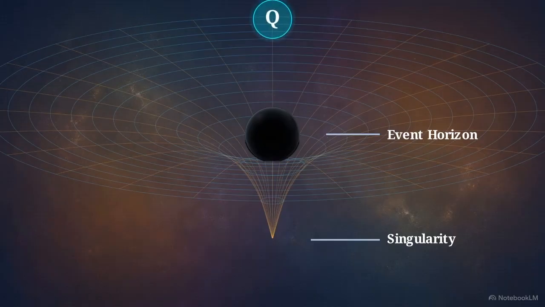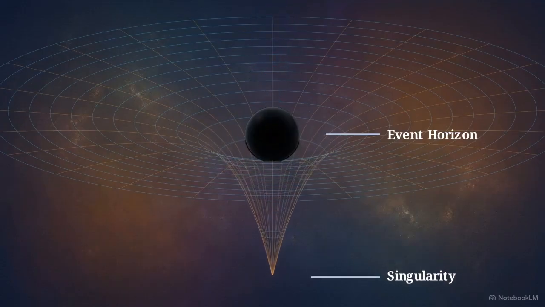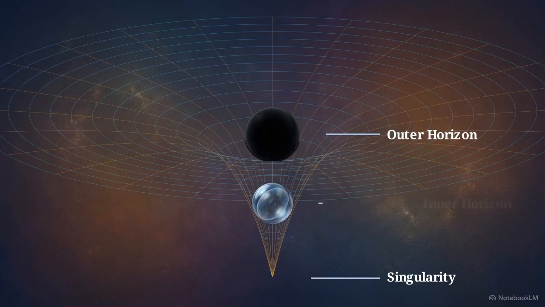The second parameter is electric charge, or Q, described by the Reissner-Nordström metric. Adding charge changes the black hole's internal geometry. The math requires a nested structure, generating a distinct inner horizon inside the primary event horizon.